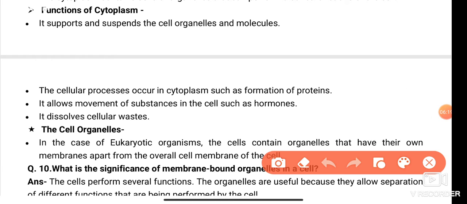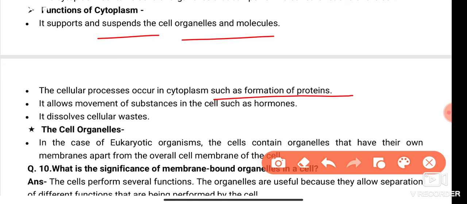What is the main function? It suspends the cell organelles and molecules, that means it carries the bodies which are suspended in the cytoplasm. Cellular processes occur in the cytoplasm, such as the formation of proteins. The formation of protein occurs in the cytoplasm, and the respiration processes also occur in the cytoplasm.